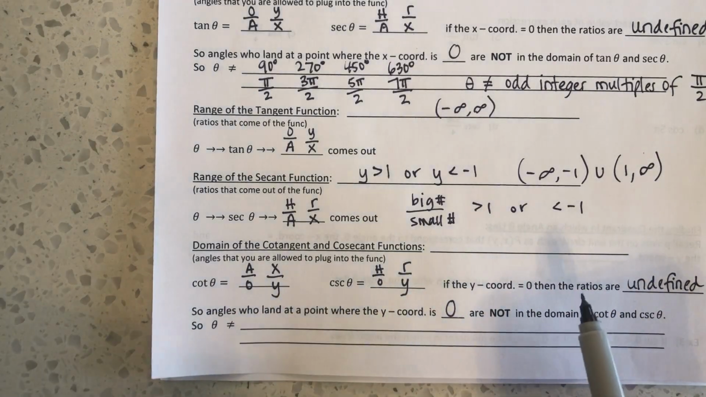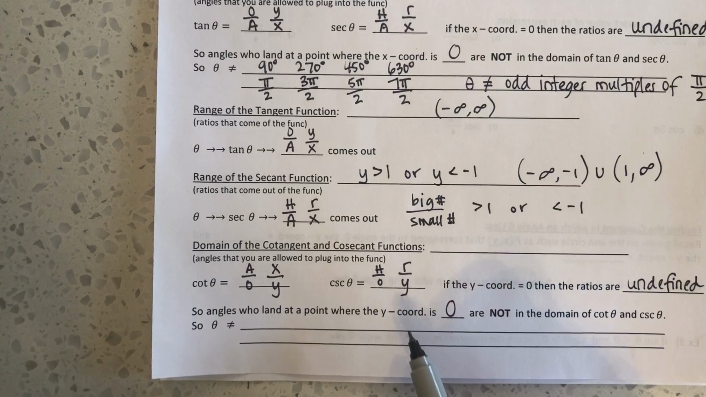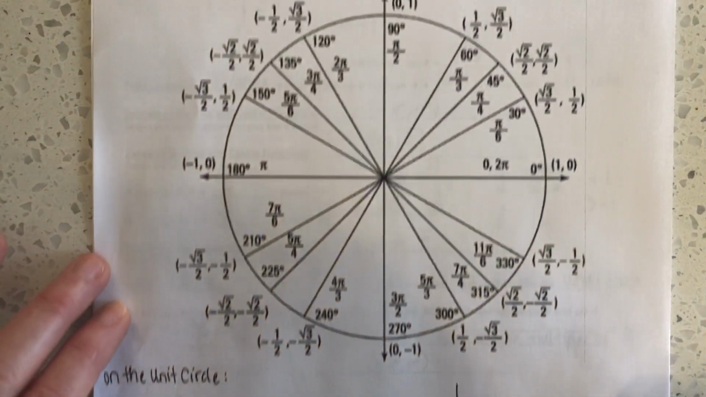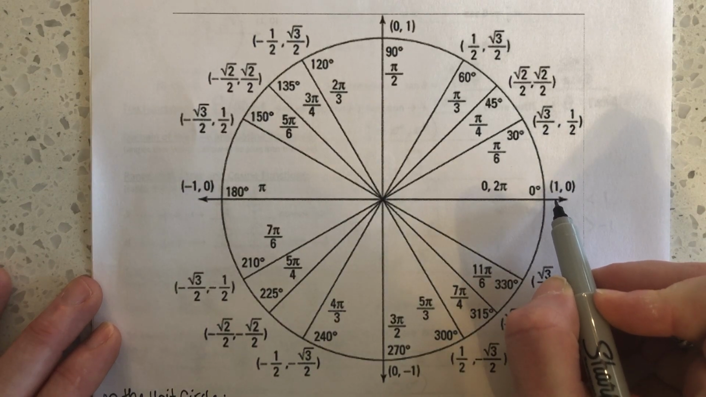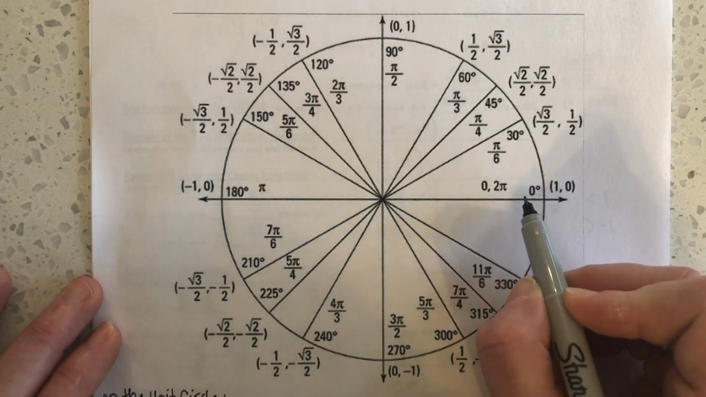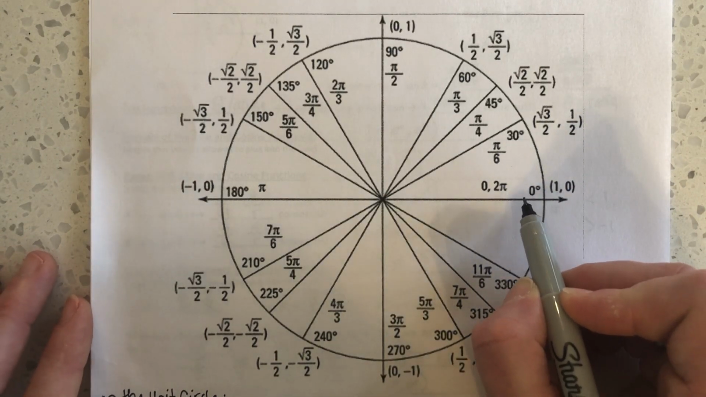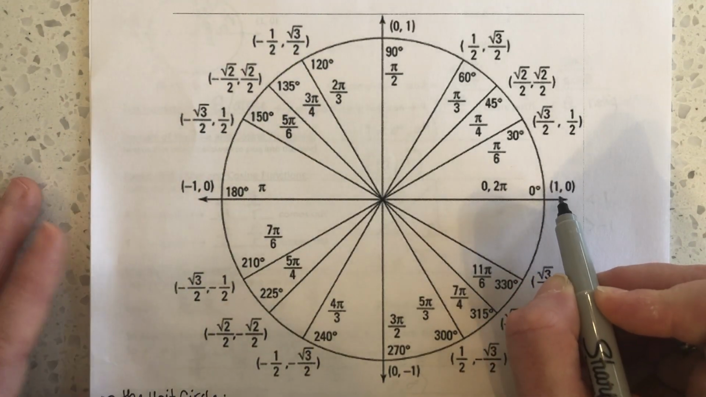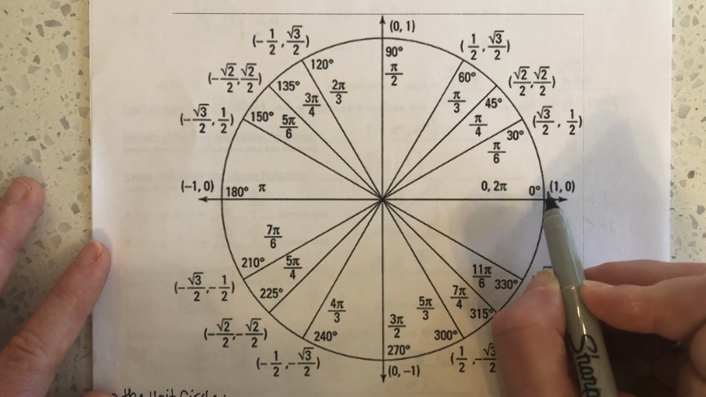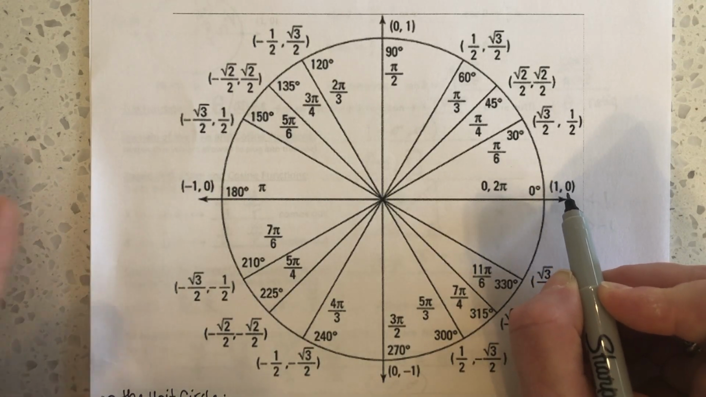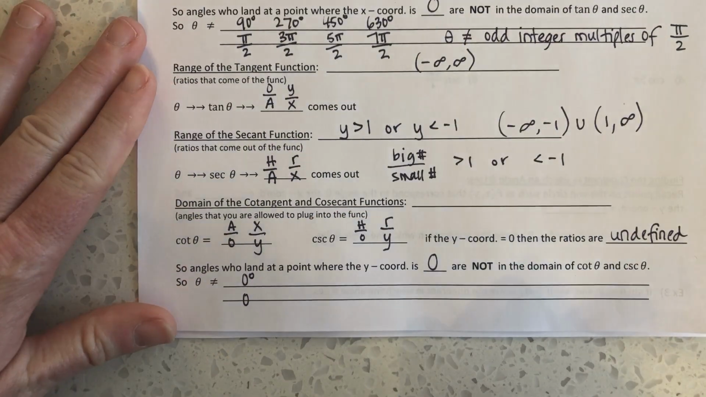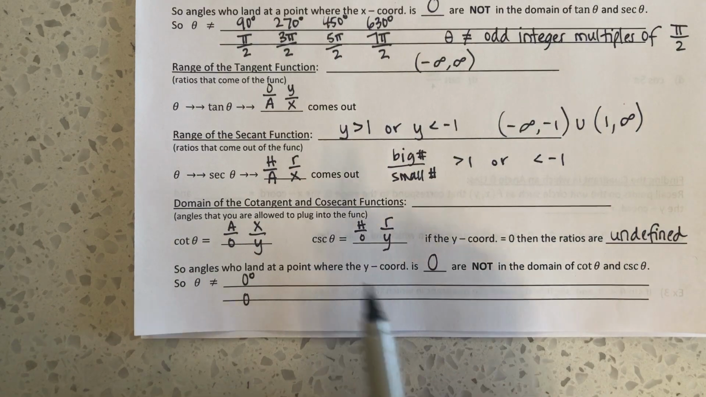So what angles are those? Well, let's look. What angles have a y coordinate of 0? Well, right here, 0 does. It's got a y coordinate of 0. That means that the cotangent or the cosecant of 0 degrees is going to be an undefined ratio. It's going to be x over y or a radius over y. That's not okay. That's an undefined ratio. So 0 degrees is the first bad angle. So 0 degrees or 0 radians is not in the domain of these two trig functions.